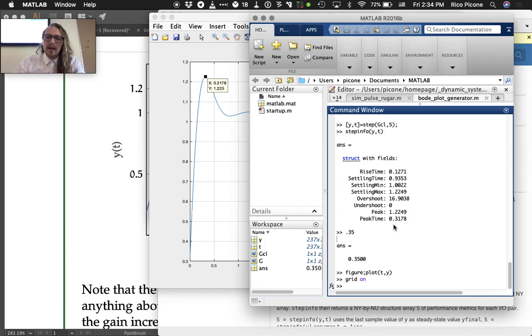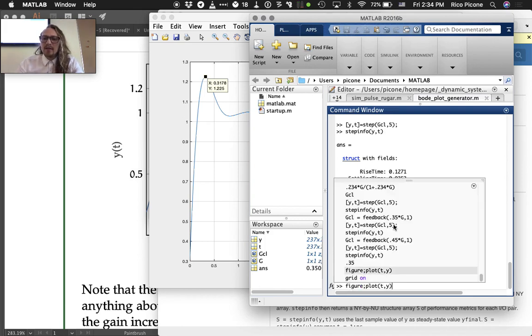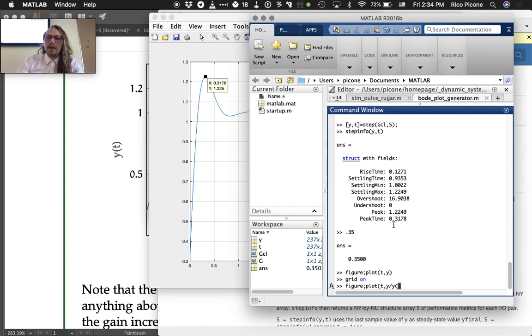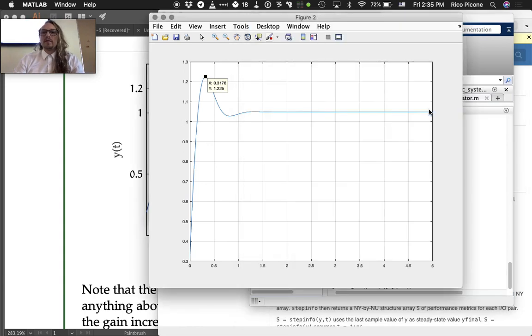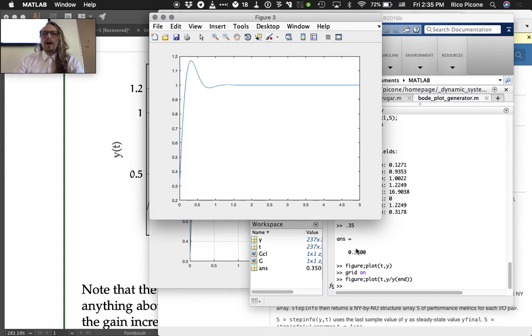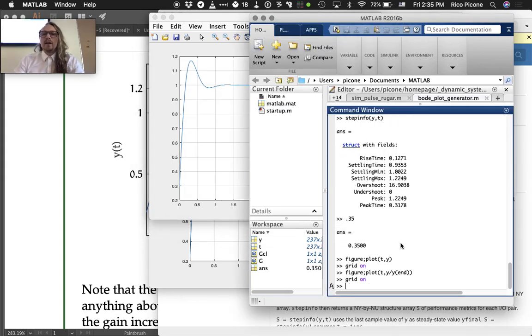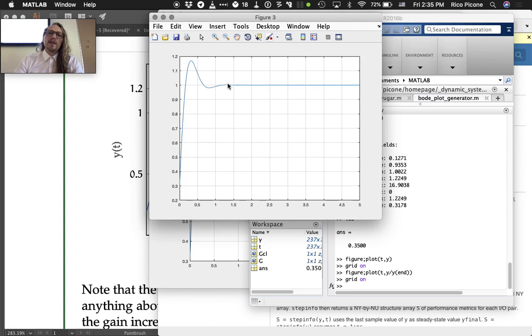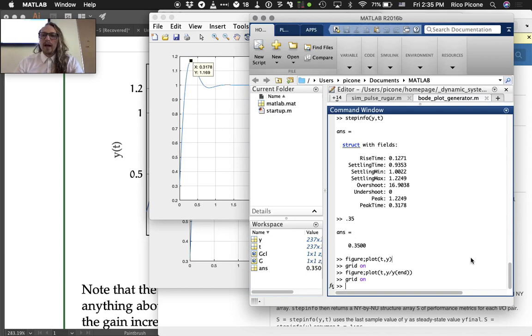But one way we can plot it is to divide by the steady state value, which is probably a good way to go. An easy way to do that is just divide by the last point in the Y array, that's the last point. So if you divide by that last point in Y, and you turn the grid on, then you normalize it by 1, and you see the percent, well, actually this was for a little bit bigger gain, wasn't it? We have only 16.9% overshoot.